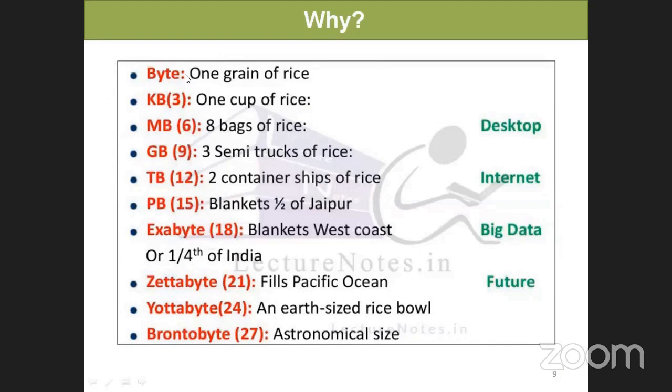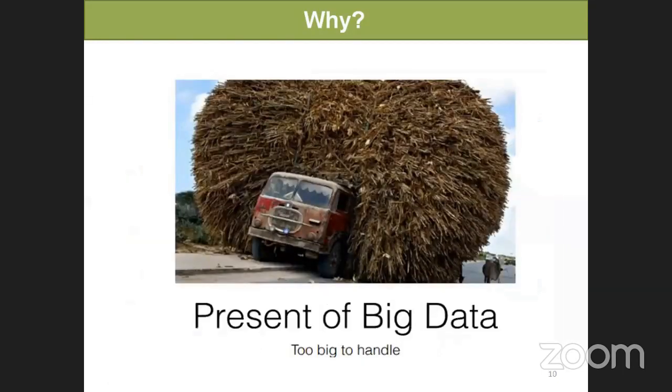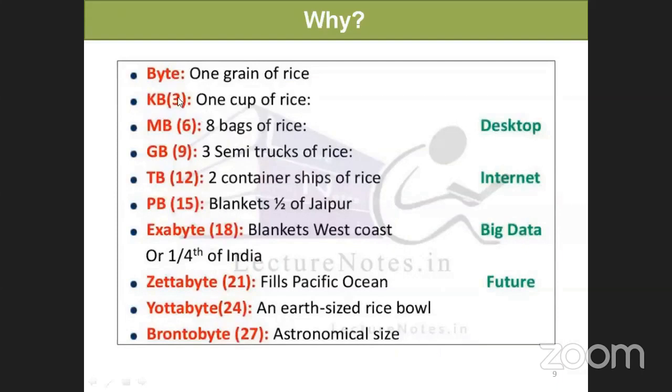First of all, we start with the byte. In earlier days, we were dominated by the byte, then the kilobyte, then the megabyte. The bracketed number, like 10 to the 9, is nothing but the number of zeros, and mostly it is a multiple of 3. Imagine a megabyte as 8 bags of rice, whereas a byte means 1 grain of rice, and a kilobyte means 1 cup of rice. You can imagine the size of the data.